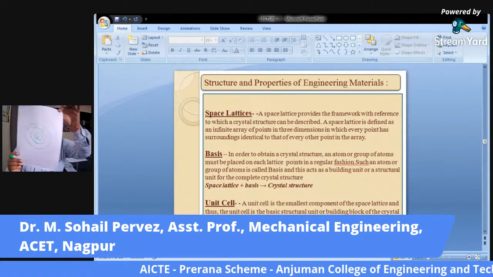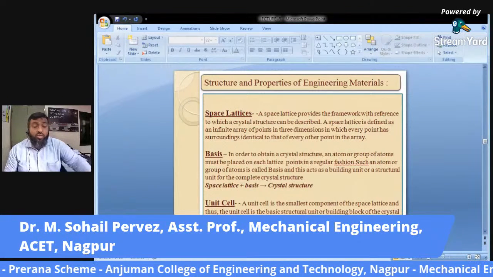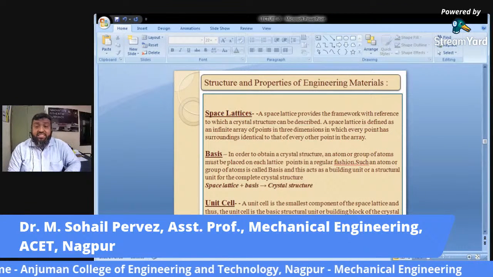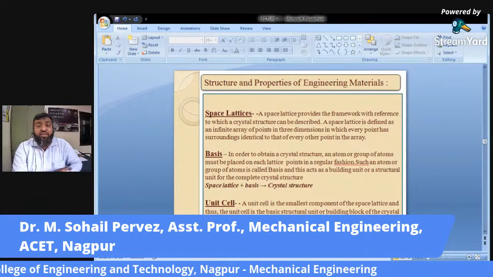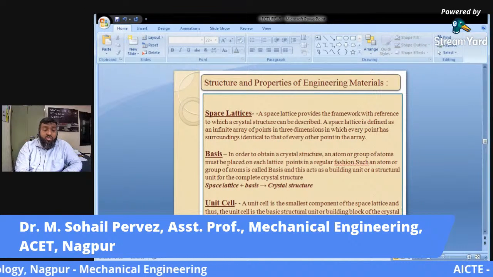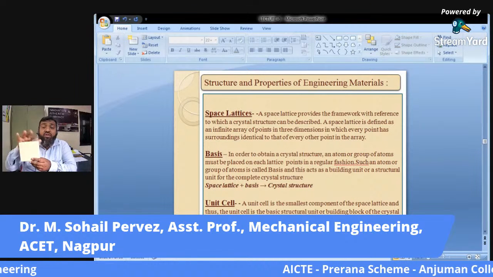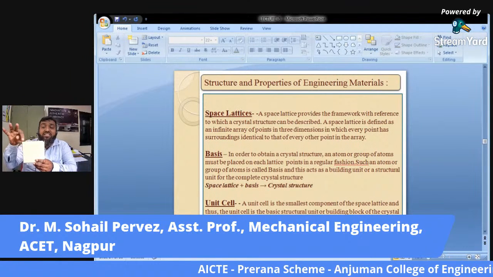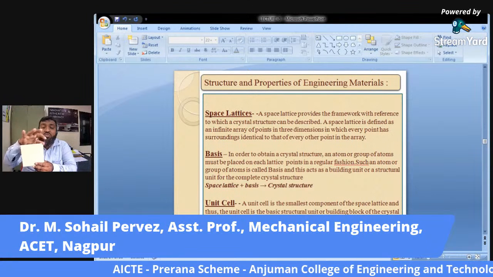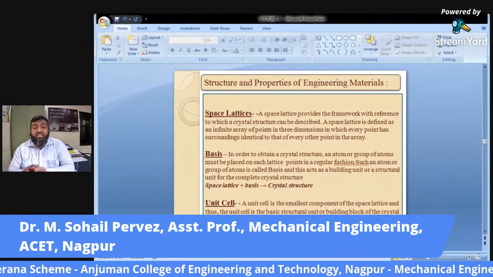So now I can say that a space lattice provides the framework with reference to which a crystal structure can be described. So these are nothing but the framework. So frame point, space lattice, this point, space lattice 1, 2, 3, 4, 5, 6, 7, and 8. So these are known as space lattice.